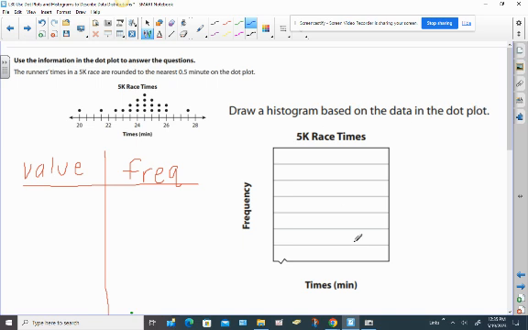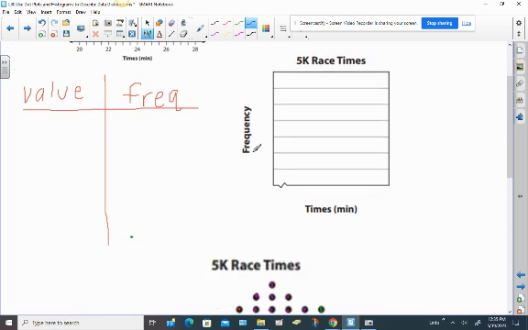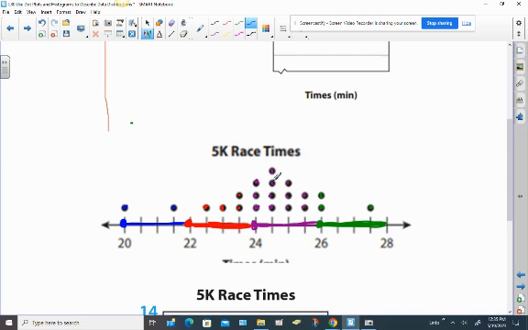Before you start doing a histogram, you have to make a commitment about what your intervals are going to be. So I thought I would make it a little bit larger here. This is the same dot plot. And if we realize that we can do the 20 through 22 range, the 22 through 24 range, the 24 through 26 range, I have this all color coded.